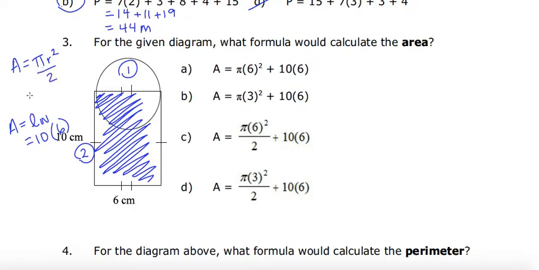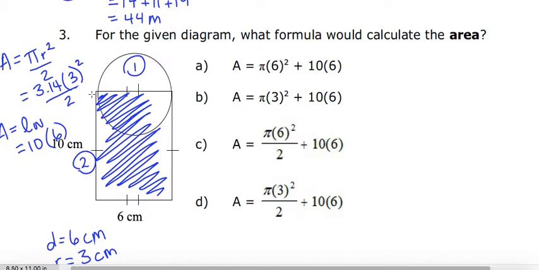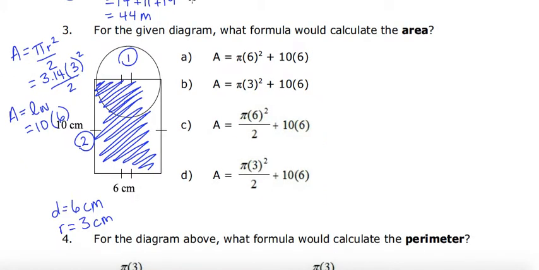So then my equation will be 3.14 for pi, but I have to think about what is my value of my radius. Well, I know that the diameter of my circle is 6 centimeters because that's the entire width of this shape. And so if the diameter is 6 centimeters, the radius is half of that, so it's 3 centimeters. So when I'm plugging this value into my formula, I have 3.14 or pi times 3 squared divided by 2.